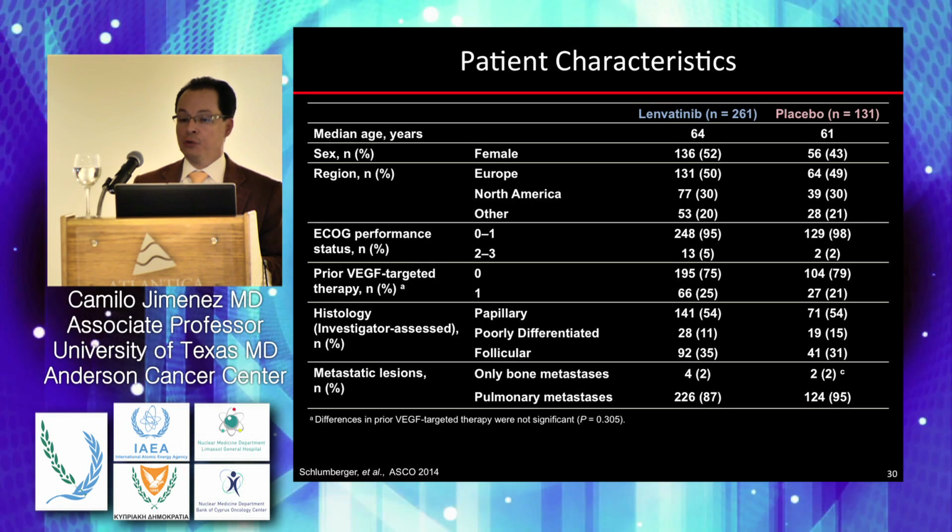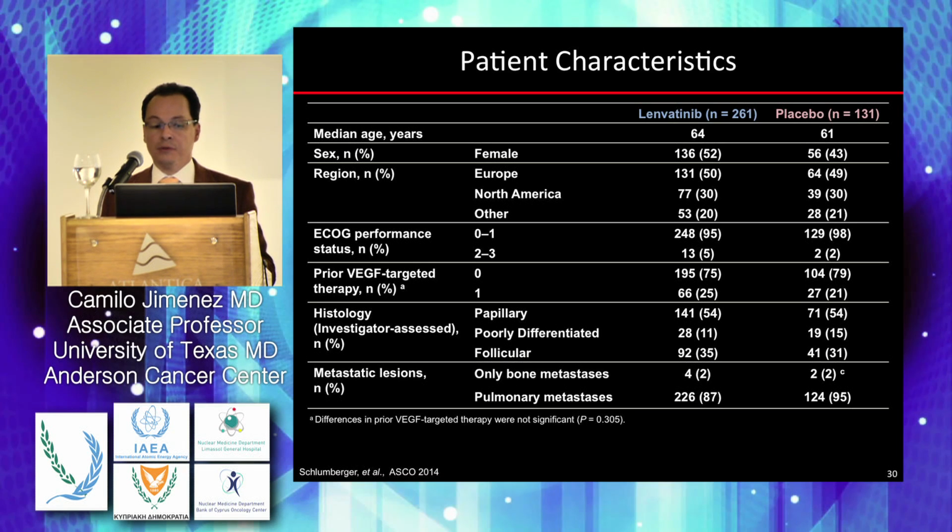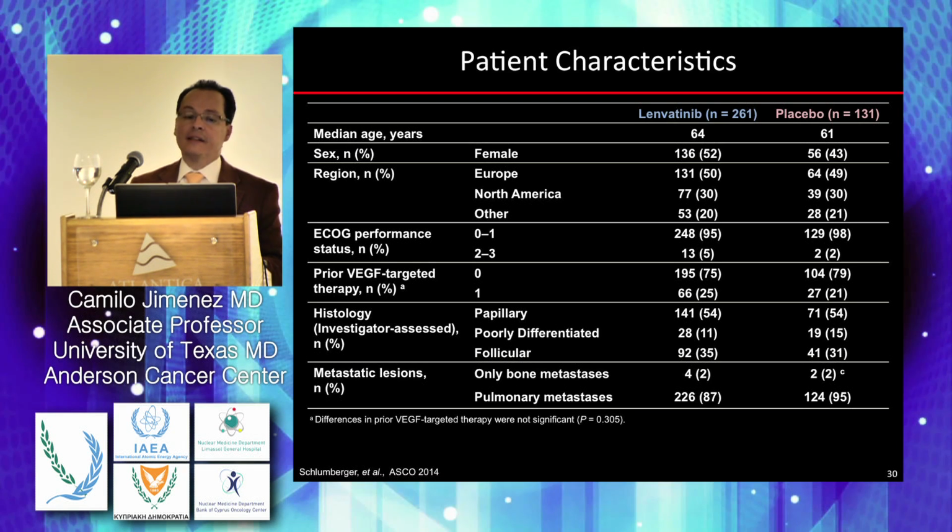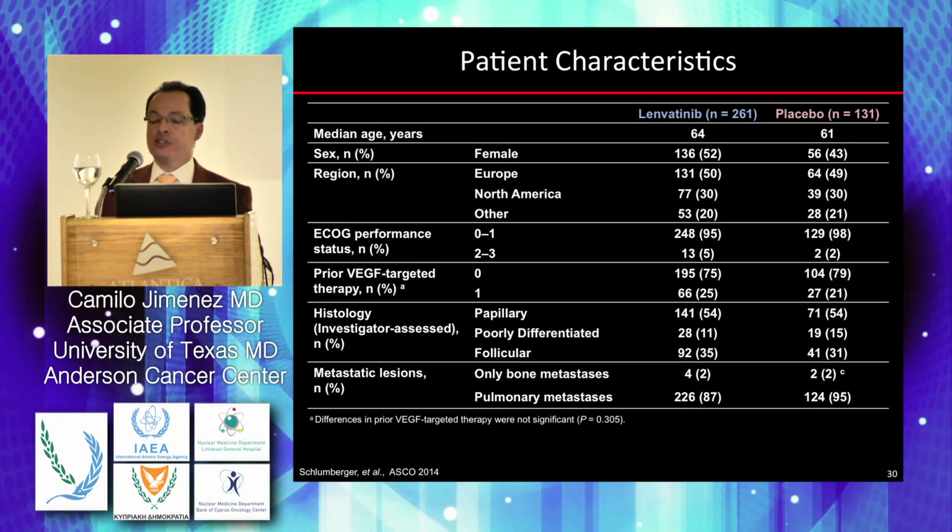Some patients were allowed to be treated with anti-angiogenic therapies before, and there was also no difference between the two comparative groups. When you look at the histological characteristics, papillary thyroid carcinomas were similar between the two groups. Poorly differentiated thyroid cancers were similar, and follicular thyroid cancers were also similar. And the study also looked at the type of metastatic lesions, whether they were only bone metastases or just pulmonary metastases, and there was no difference between the two groups.